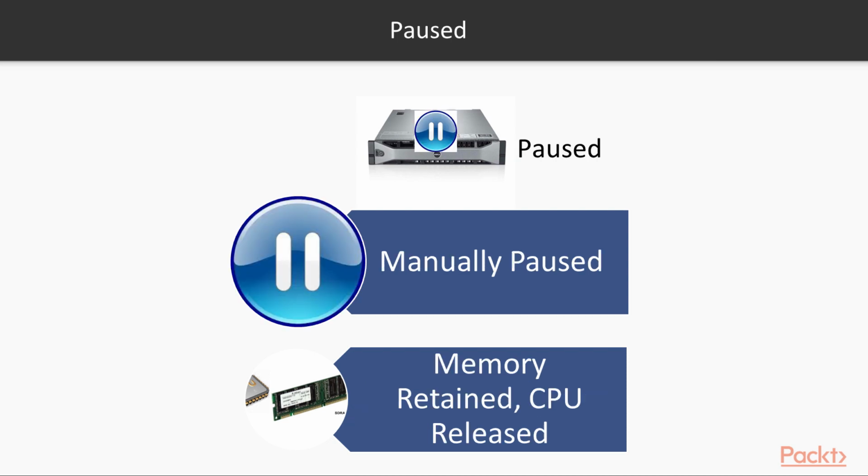The next state is paused. A virtual machine can enter a pause state for a few different reasons. Paused critical is a state that occurs when there is very little free space remaining on the physical storage for the virtual machine. It is also possible to manually pause a virtual machine from Hyper-V Manager, although this is not recommended. It is better to either shut down or save the virtual machine state. A paused virtual machine releases the CPU resources but retains any memory allocated to it.